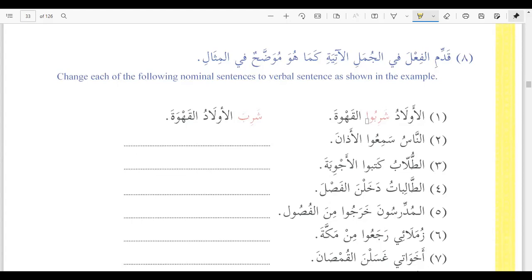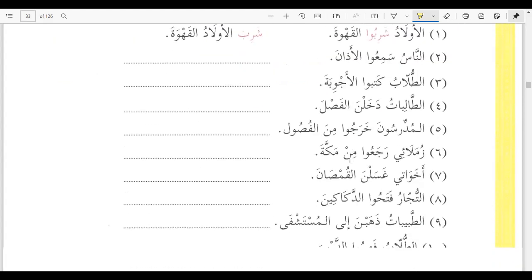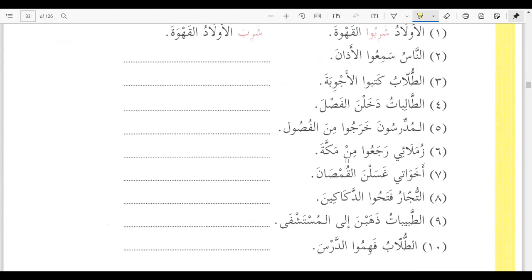An-nasu adhana. Yes, sir. Sami'an-nasu adhana. Number 3 is at-tullabu katabul ajwibata. The students wrote the answers. Ajwibata. Yes, sir. At-tullabu katabul ajwibata. The students wrote the answers. Katabat tullabul ajwibata. The students wrote the answers.